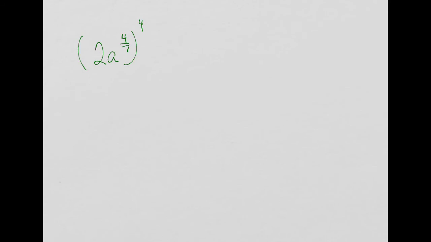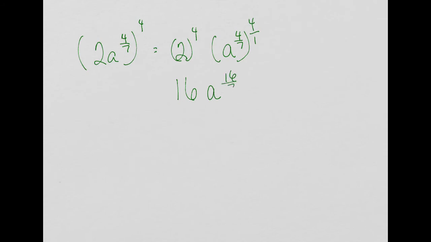So this one, we have a number and a variable in the base, so I think I'm going to write those separately. So I've got 2 to the 4th and a times 4/7 to the 4th. So 2 to the 4th is 16. And then when I multiply here, this is like 4/1. Well, it is 4/1. So 4 times 4 is 16, and 7 times 1 is 7. So that will be our answer for that one.